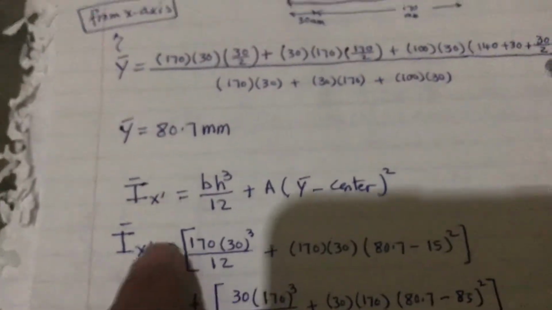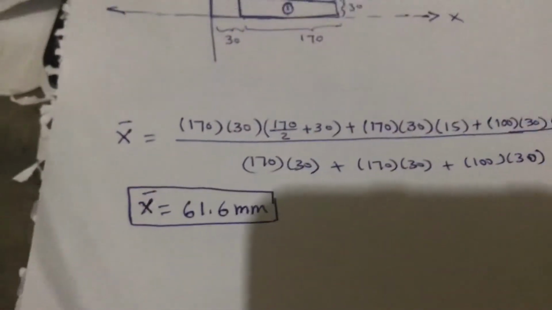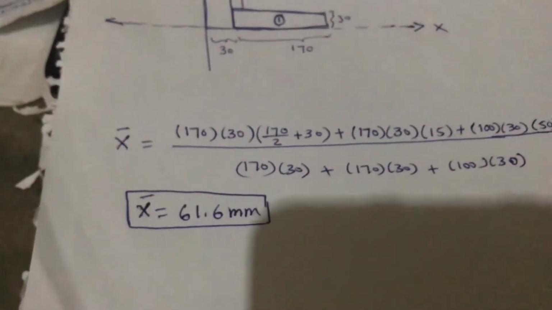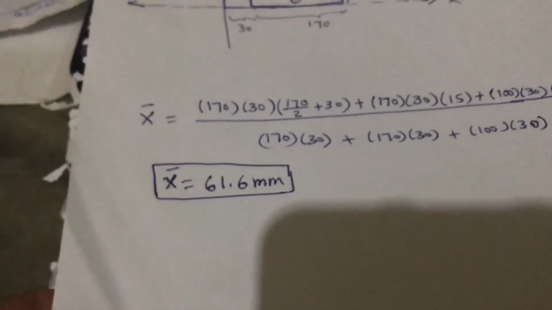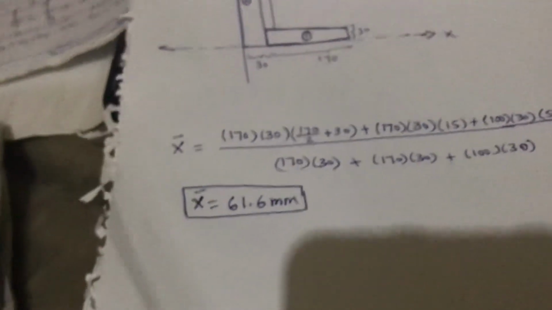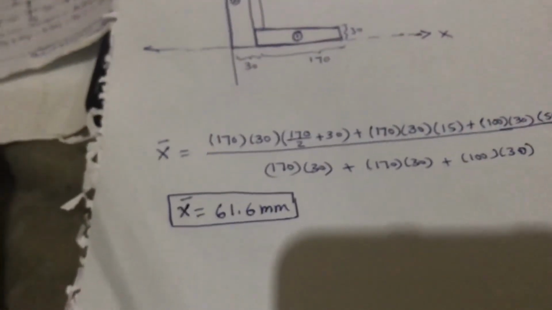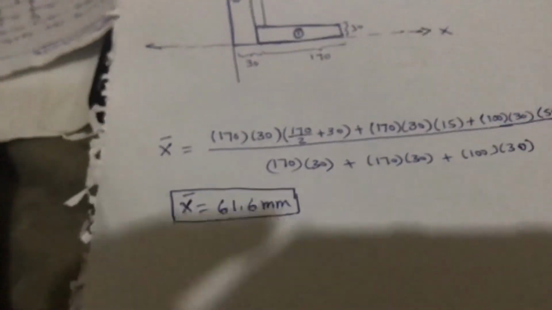In the example I found x bar, and you could also find Iy bar, the moment of inertia, because x bar comes with Iy bar. You can see the solution that I'm going to send you right now with the Iy bar. Practice how to find Iy bar, and practice how to find x bar and y bar.